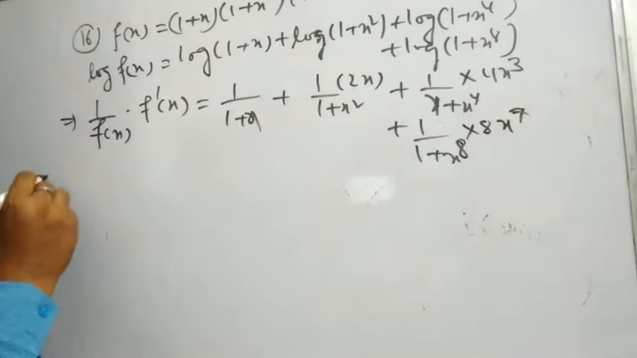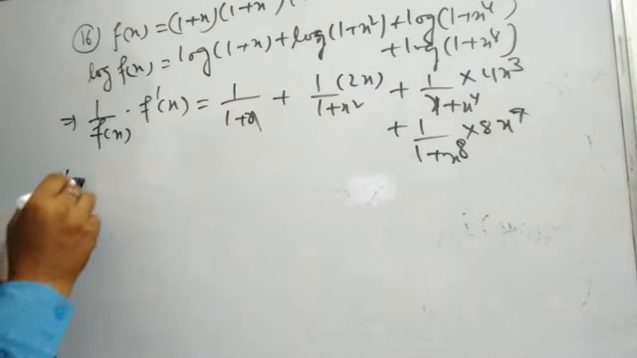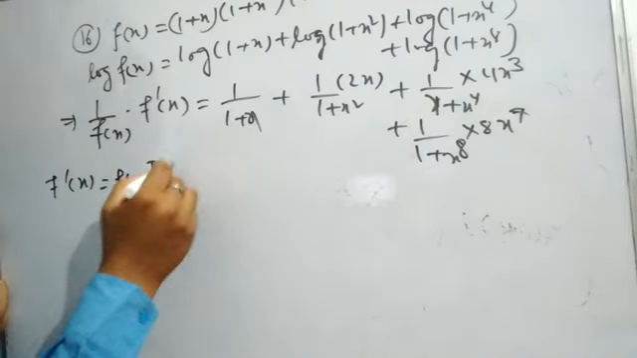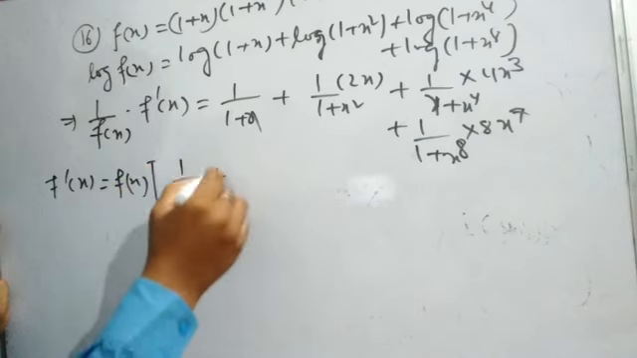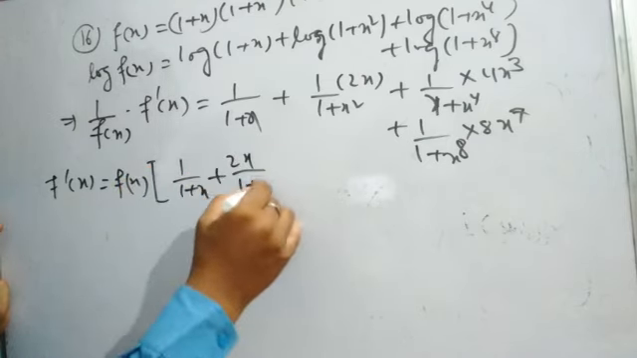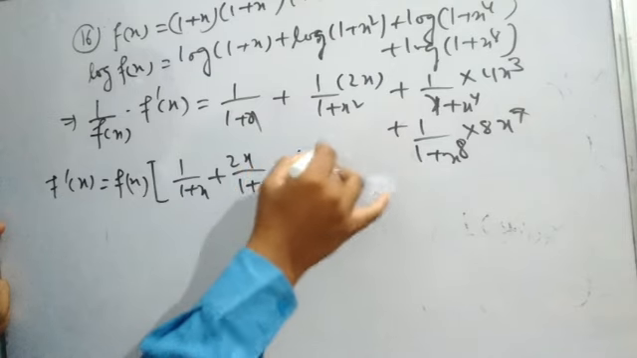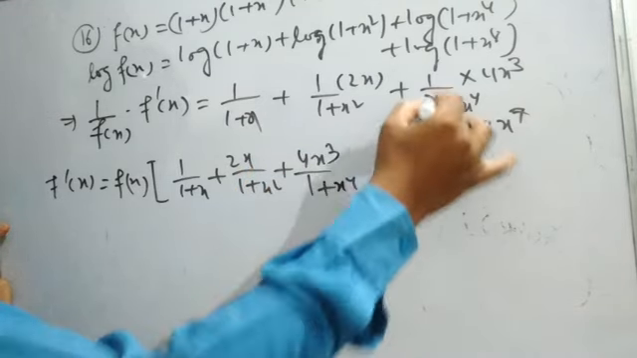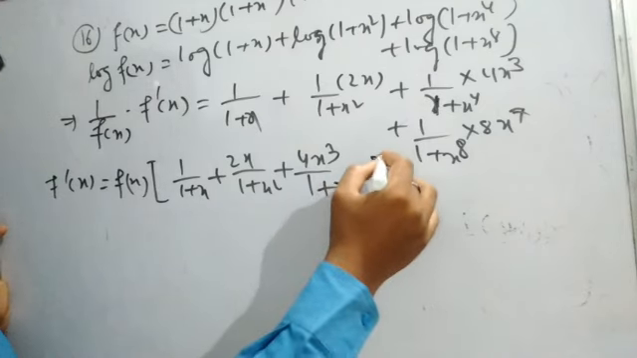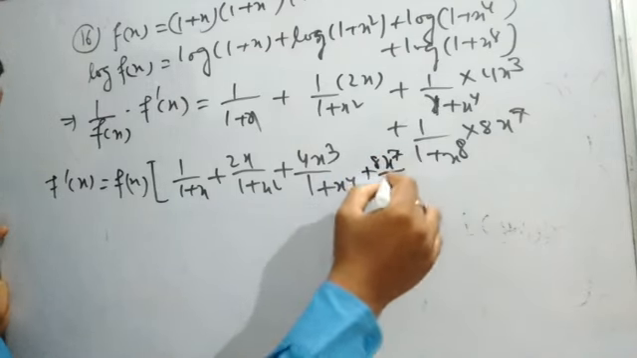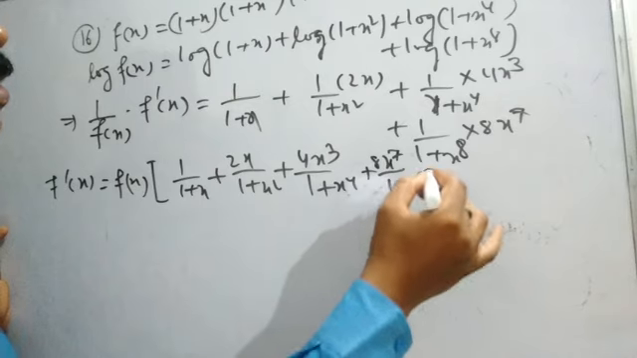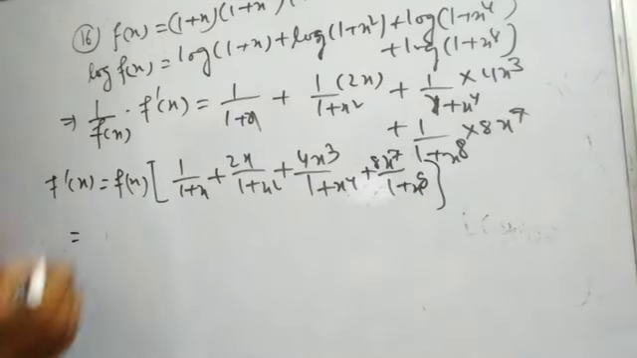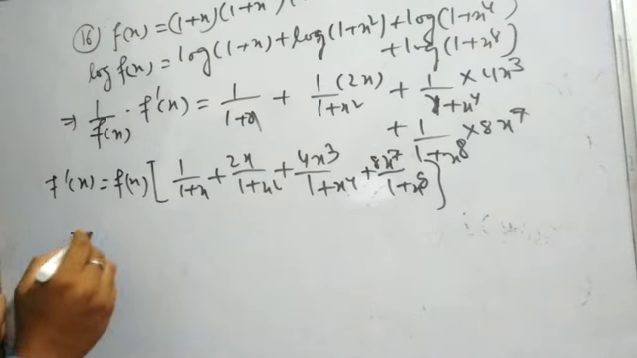So now f dash x is equal to f of x into 1 by 1 plus x plus 2x by 1 plus x square plus 4x cube by 1 plus x to the power 4 plus 8 x to the power 7 by 1 plus x to the power 8. So now put the value of f of x.